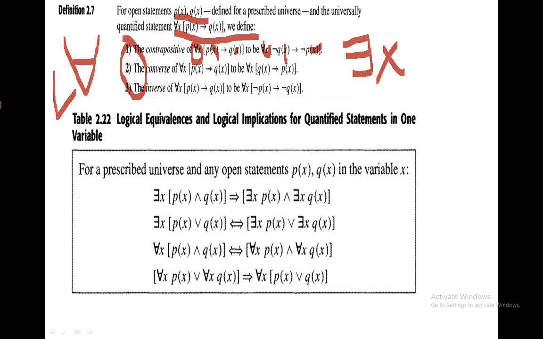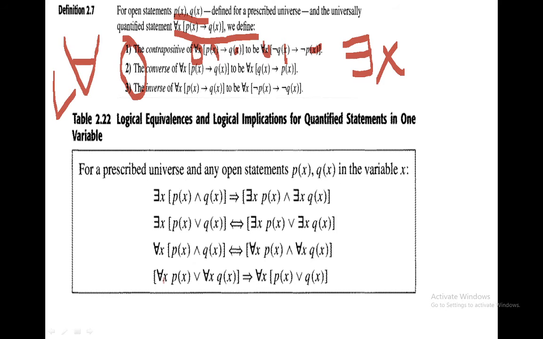Okay, next we are going to have a few more logical equivalences and logical implications for quantified statements in one variable. Here, for a prescribed universe and any open statements P of x, Q of x in the variable x, for some x, P of x and Q of x logically implies for some x P of x and for some x Q of x. Then for some x, P of x or Q of x, I can split and write separately. Then for all x, P of x and Q of x is logically equivalent to for all x P of x and for all x Q of x.